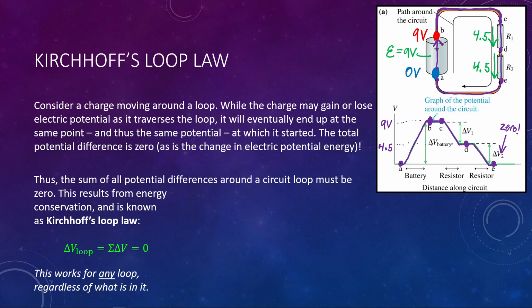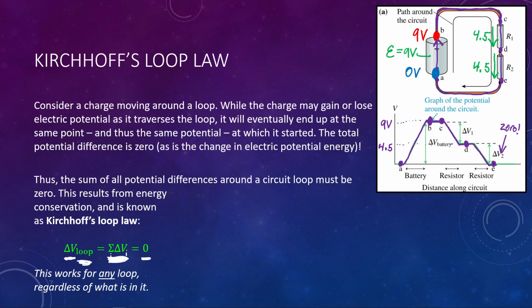This is true for any loop, no matter how big it is, no matter how many things are in it, no matter what things are in that loop. If it's a loop carrying current, you're going to see a potential difference in total around the loop of 0. Always. That's why it's a law. It applies to every loop. So that's what this equation is saying. The total potential difference around a loop, in other words, the sum of all individual potential differences, is equal to 0.